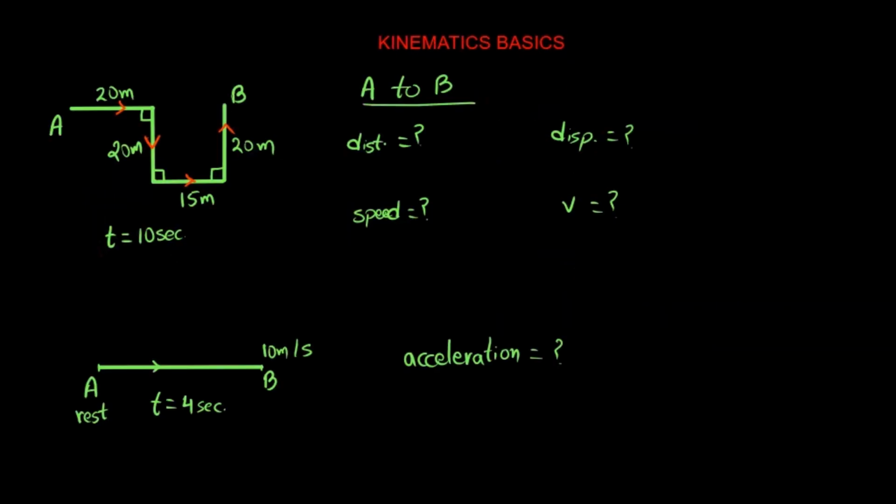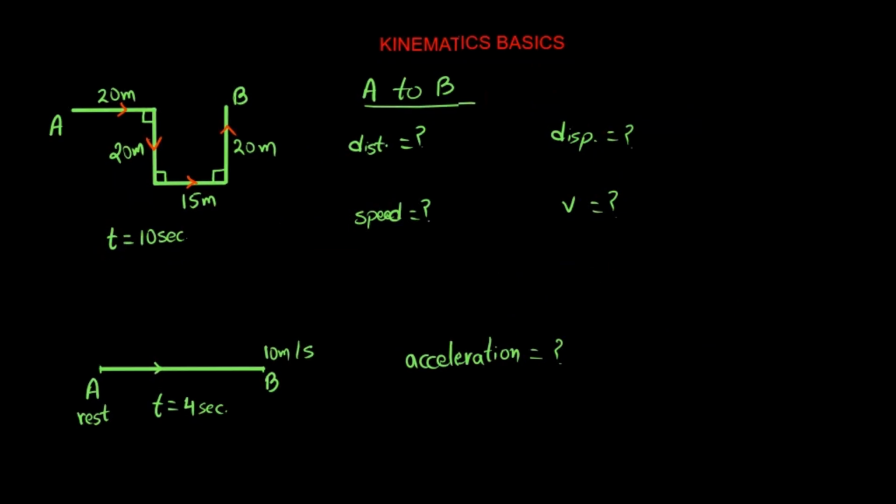If you understand those, look at this situation. You are traveling from A to B. You start at A, you go this way, then you go here, and then you go this way, and finally at B. For this path, find the distance traveled, find the displacement, speed, velocity, if the time taken to go from A to B is 10 seconds.